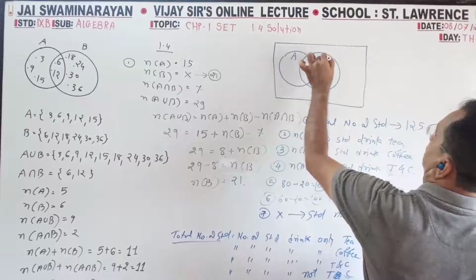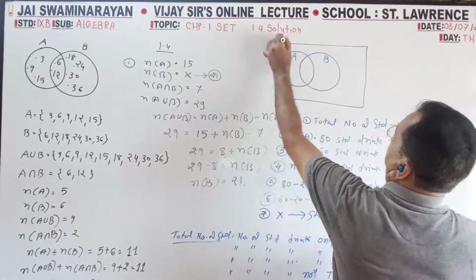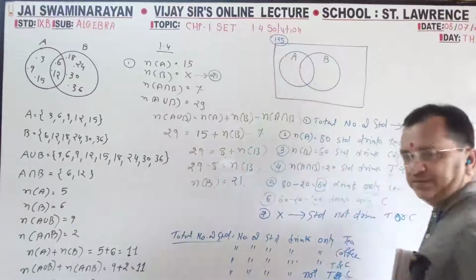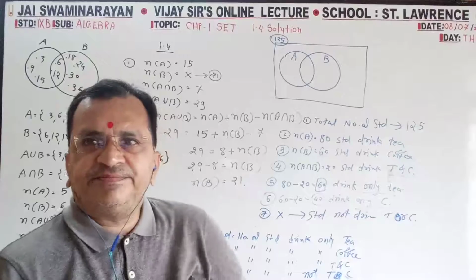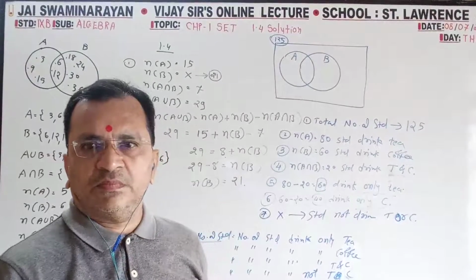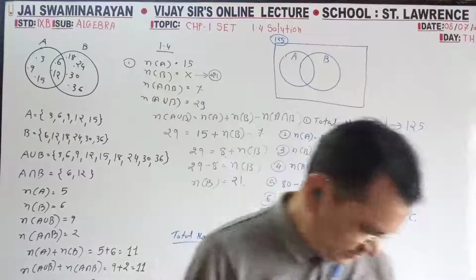This is A, this is B. There are 125 students. Yes, say. Now signal is full. Speak. Yes. Wait.